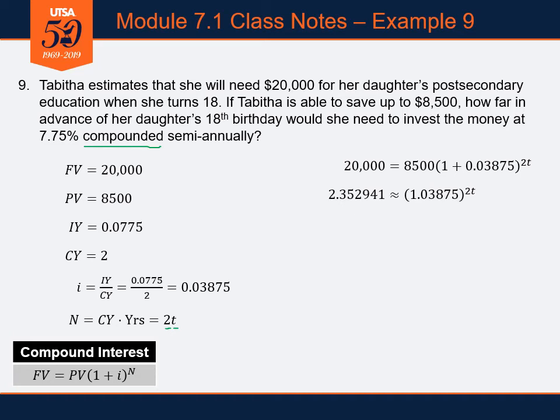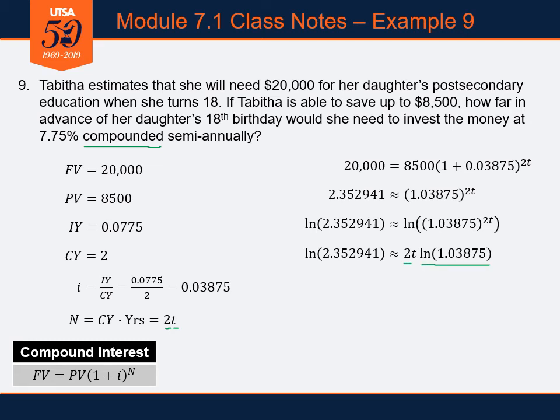Now we're trying to get t by itself. T right now is stuck up in the exponent. What do we do now? As we saw in Module 6.2, to get the variable down out of the exponent, to free it up, we take a log on both sides. So let me apply a natural logarithm on both sides of the equation so that I can use my power rule for logarithms and bring the 2t down out of the power. And now the t's not in the power anymore, I can solve. I can divide both sides by both the 2 and the natural log of 1.03875 to isolate t. T is going to be the natural log of 2.352941 divided by 2 natural log of 1.03875.